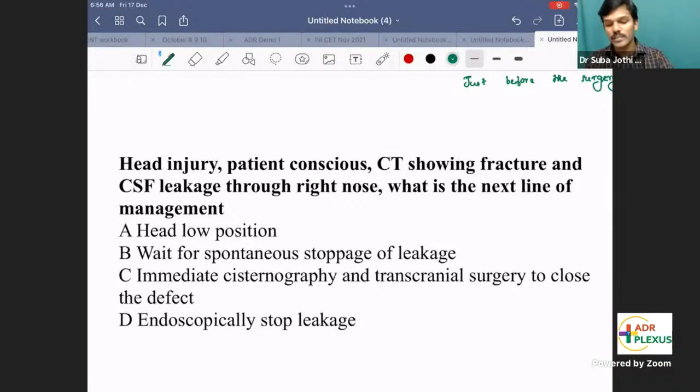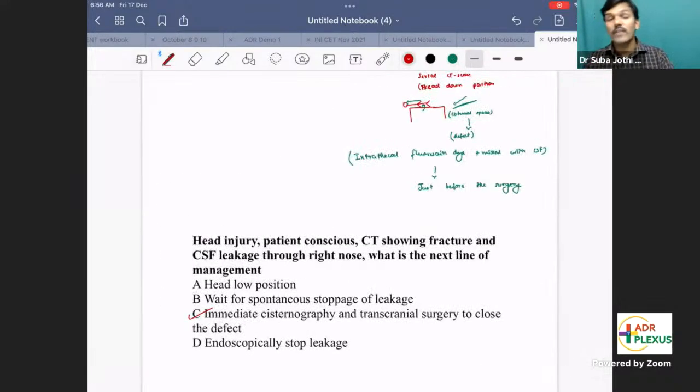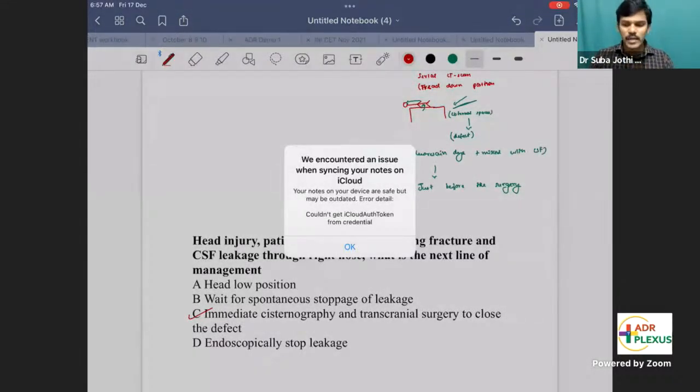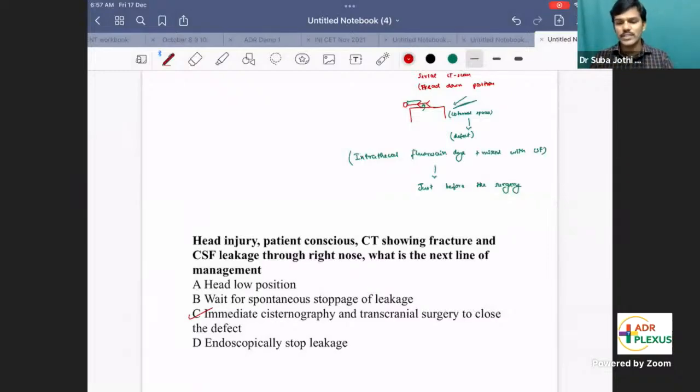Endoscopically stop the leakage. So immediately you should not plan surgery. You should do an investigation first, because the surgeon is not a magician. He should have an idea about where the leak comes from. So the difference between option D and option C is, you should do a CT cisternogram, you should have an idea about the site of defect, and only then go for surgery. So the answer for this question is C. Clear? So I have completed CSF rhinorrhea, the etiology part, clinical presentation part, and finally the treatment and the videos which I showed you.